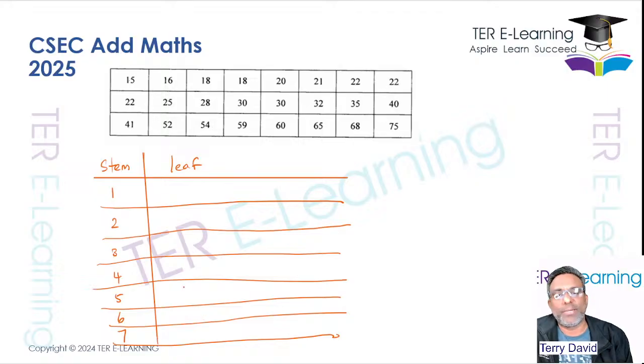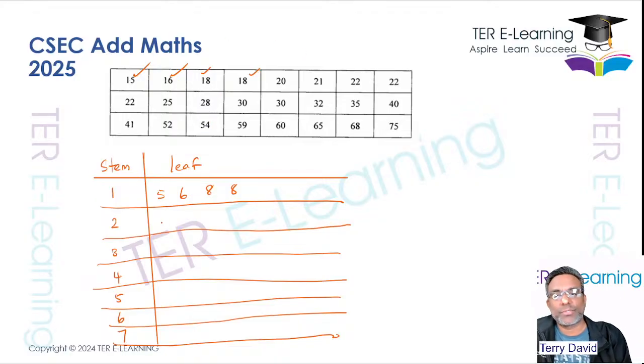So we have a stem and leaf here. We start with the numbers. We have 15, 16, 18, 18, 20. So we put a 5 here for the 15, 6, we have 8, and we have 8. So we take care of this. Always make sure you're taking care of all the numbers, please.